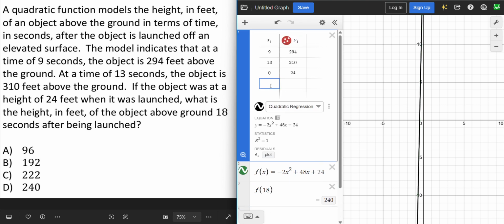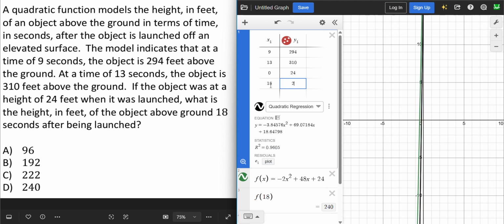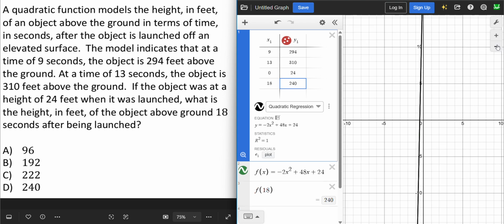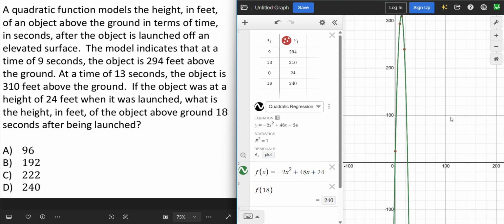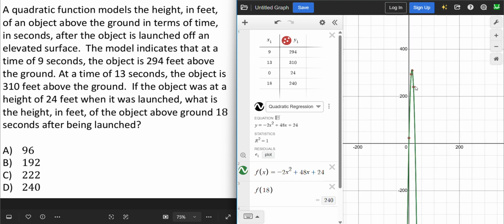So 18 and 240. We can also get the picture from the graph here. 18 and 240, yes, it was at this position. So a person threw from here, and it went all the way up here. Yep, these are the coordinates we put, and at 18 seconds it was 240 feet up in the air.